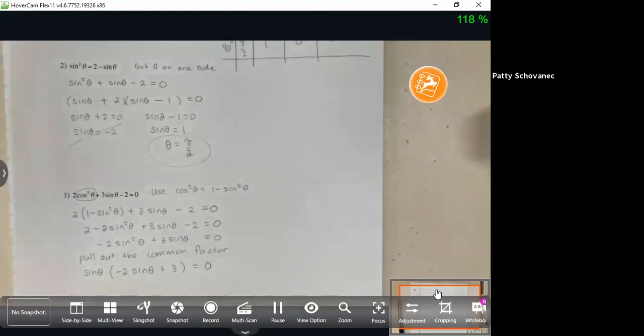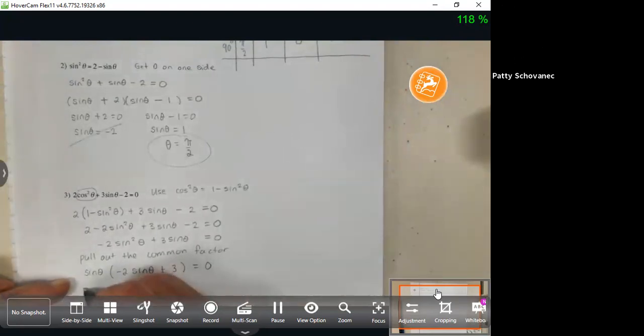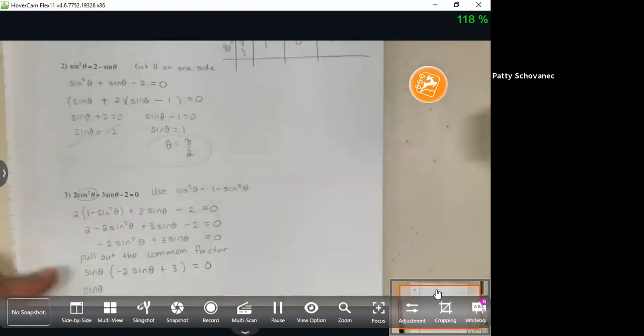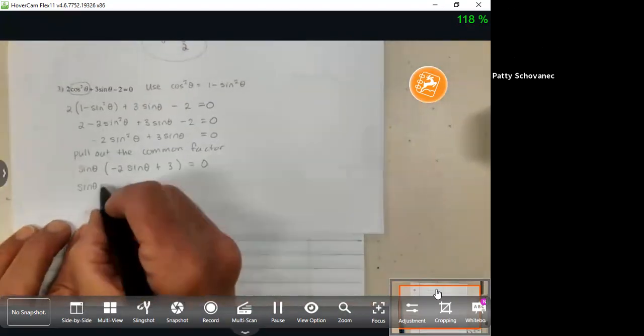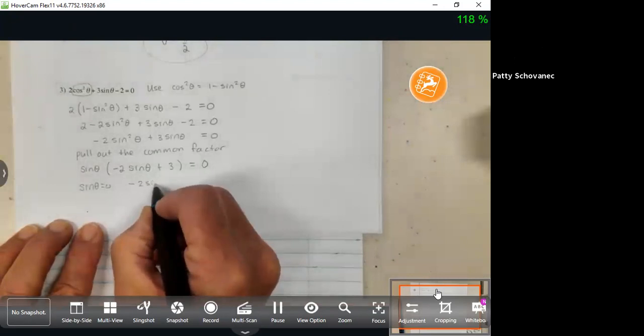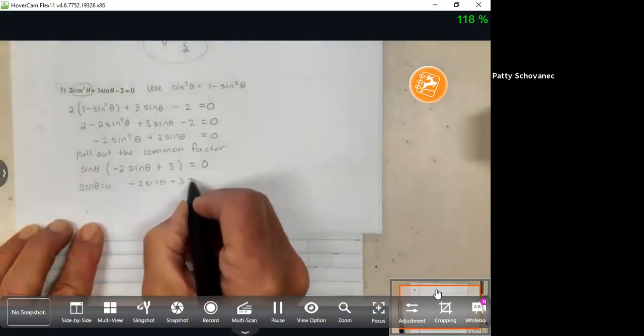But now I've got a product. Two things multiplied together to give me 0 can only happen when either of the terms is 0. So now I write sine of theta is 0 and -2 sine theta plus 3 is 0.